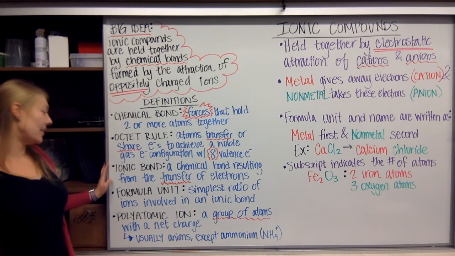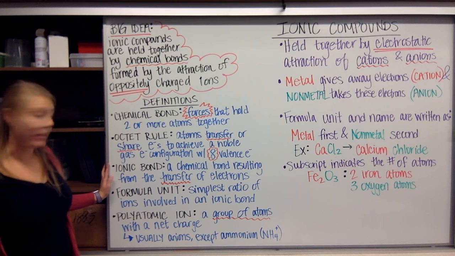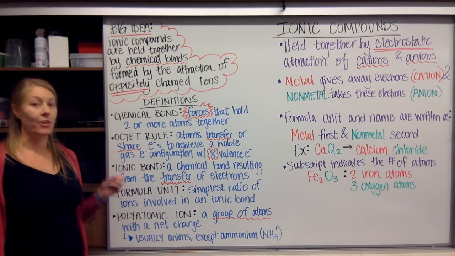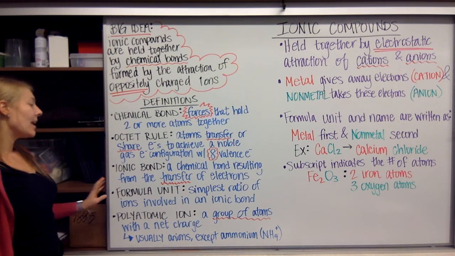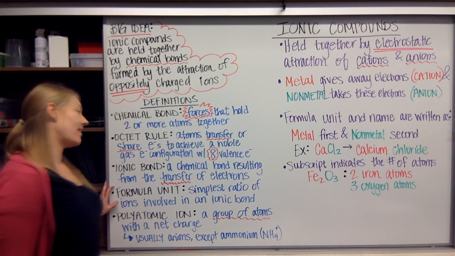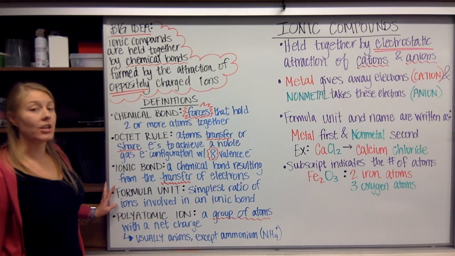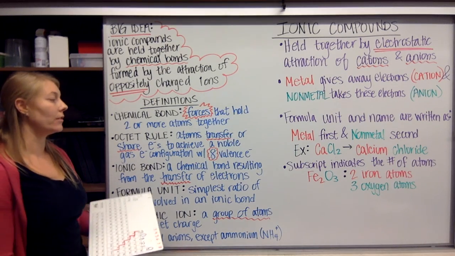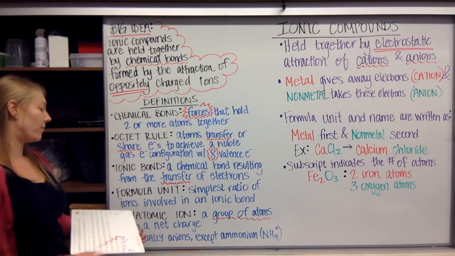Now, ionic bond, it's resulting from the transfer of electrons. That's what I was saying up here. It's not a sharing of electrons. It is a transfer, and you're going to hear me say that a lot on this video. And the formula unit is how we actually write ionic compounds. Now, this is the simplest ratio of ions involved in that bond. And we have an example that I'll show you when we get over there.